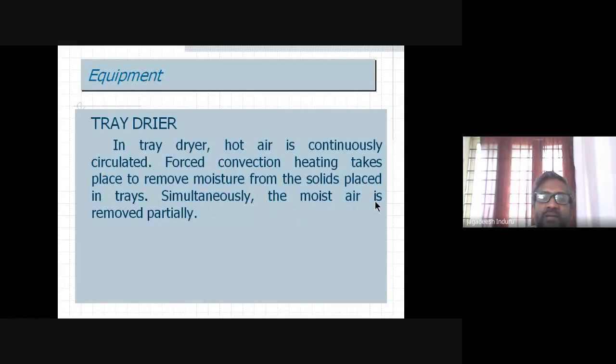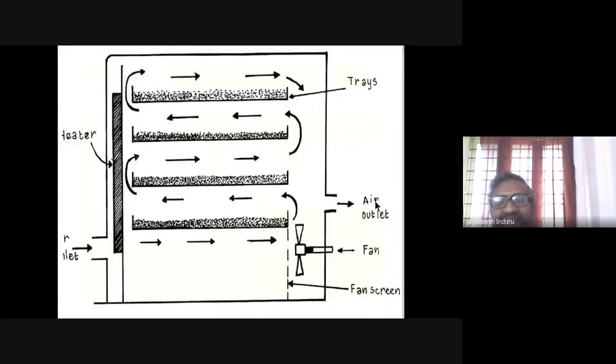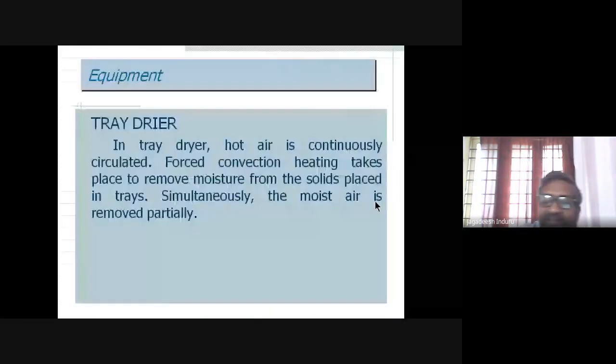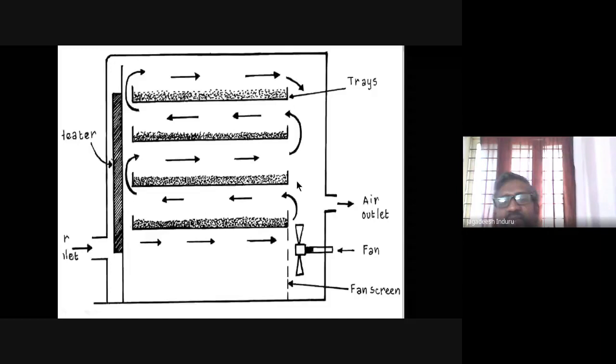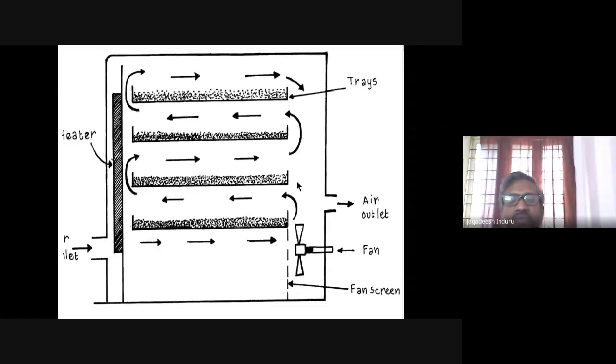Because of this forced convection, heating takes place to remove the moisture from the solids. They are already wet. The material is placed in the trays. Simultaneously, the moisture is removed partially. It is only partial, because in this journey the air enters, comes again and goes out like that. So some amount of moisture is always going to be present there, but at the end of a particular period of time you are removing the entire moisture. At that time, you need to stop your drying process.